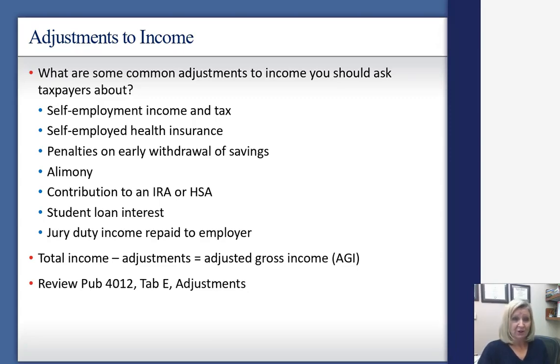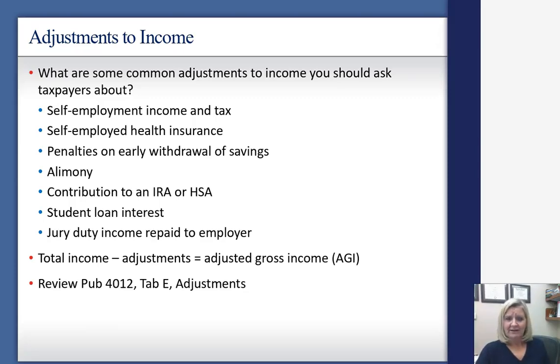If you have a taxpayer who is self-employed, you want to definitely ask about health insurance, and you'll calculate their self-employment income, but also their self-employment tax will be calculated in there, and TaxSlayer is going to do all that for you, but it's just important to talk about that.